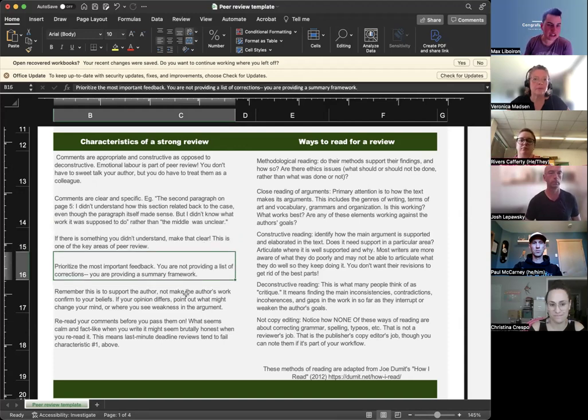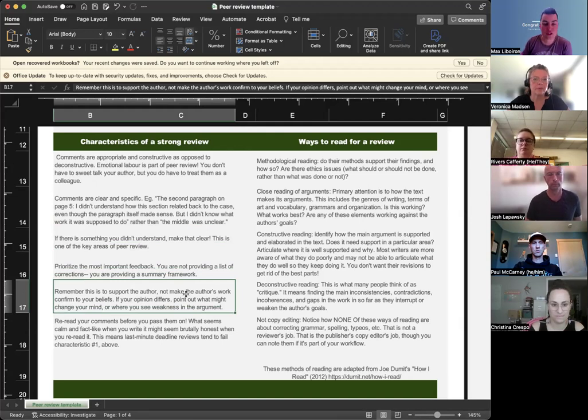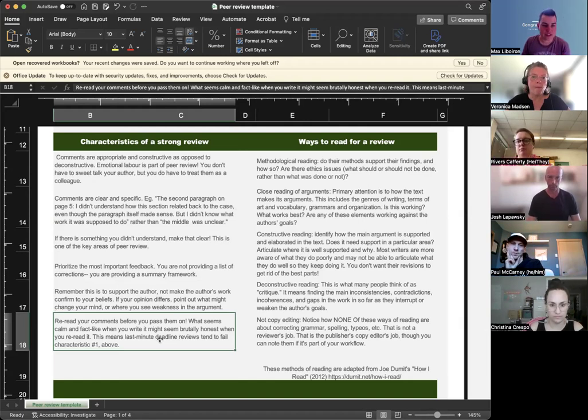We talked about prioritization. We talked about how your job is to support the author, not make the author's work conform to your beliefs. Sometimes you will come across, and this happens to me quite a bit actually, a paper where I fundamentally disagree with the theory or thesis. It's my job to make sure the author has provided enough evidence that I could feasibly change my mind, even if I'm pretty sure I won't, as opposed to saying, you don't agree with me, you don't get to pass go.